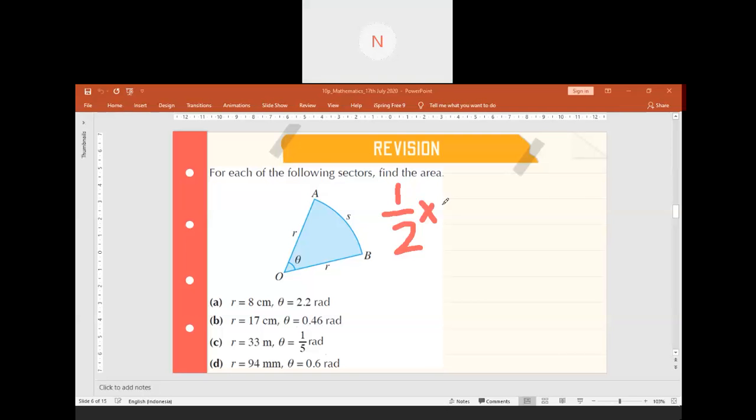Half times r square, yeah. The square is on the radius, not radian square. It's theta in here. Oh, okay. I heard it as radian square, so maybe my ear had trouble. So this is a half times r square times theta. R is the radius, theta is the radian.